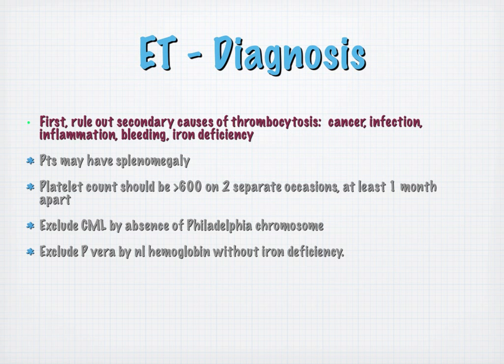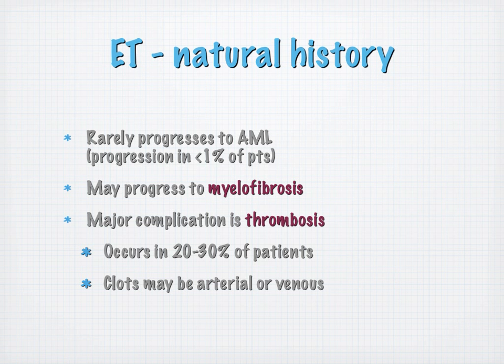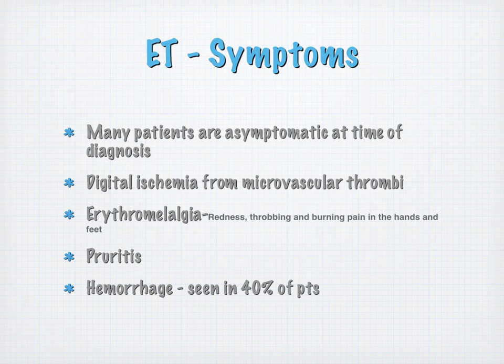Patients may have splenomegaly. The platelet count should be greater than 600 on 2 separate occasions at least 1 month apart. It's a diagnostic feature. And you should exclude CML by the absence of the Philadelphia chromosome. And you should exclude polycythemia vera by a normal hemoglobin without iron deficiency. And so the natural history rarely progresses to AML, less than 1%. And again, this may lead to myelofibrosis, and the major complication in ET is thrombosis. And this occurs in 20 to 30% of patients, and the clots can be arterial or venous, so it's kind of a bad deal.